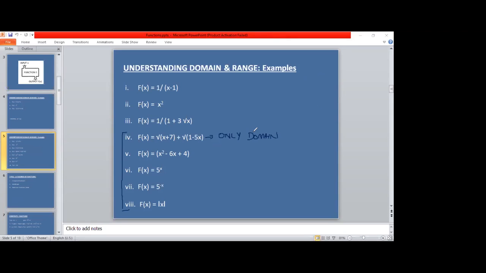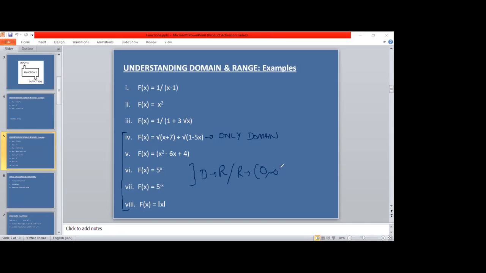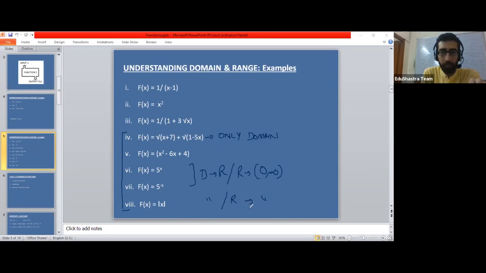Sir, I'm a little confused about fourth and fifth. But for sixth, the domain is all real numbers, range is 0 to infinity. Absolutely. For sixth and seventh, domain is all real numbers, and range is indeed 0 to infinity. And for eight also, domain is all real numbers and range is 0 to infinity again. Absolutely. For 8, this is mod x. We'll talk about mod x in detail.